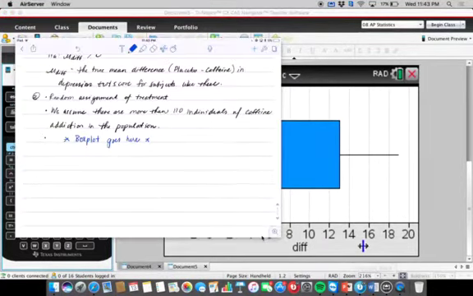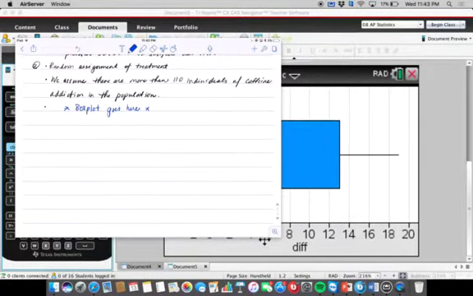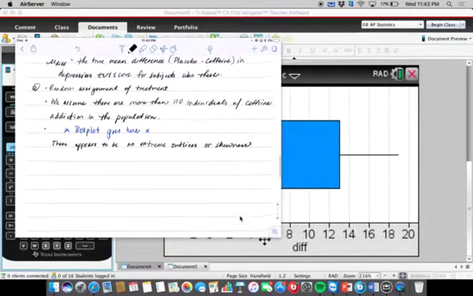So on our paper, after we draw our beautiful box plot, we're going to write there appears to be no extreme outliers or skewness. Okay, so there we go. We have our three conditions.